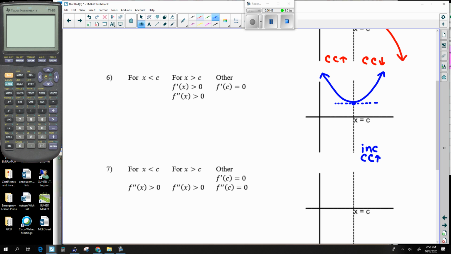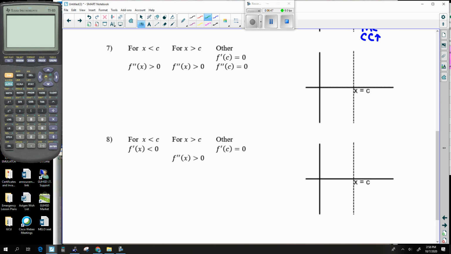All right, the rules that I have to follow on this next one. See, the left-hand part of the C is second derivative bigger than 0, so that means it's concave up. And then the right-hand side is also concave up. Oh, this is the one that I'm really kind of confused about.